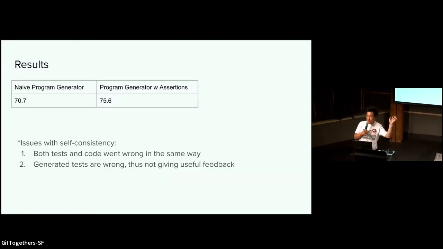So here are two problems with generating code and tests. Sometimes both test and code are wrong in the same way, so the language model doesn't really understand the problem. It understands the problem in a different way, so the code and tests are not correct. And the second thing is that the generated test can be wrong. The language model is not strong enough to predict the output of the specific task, so it simply fails.